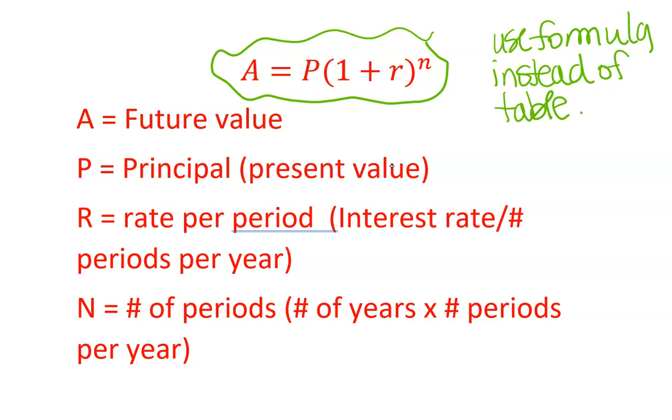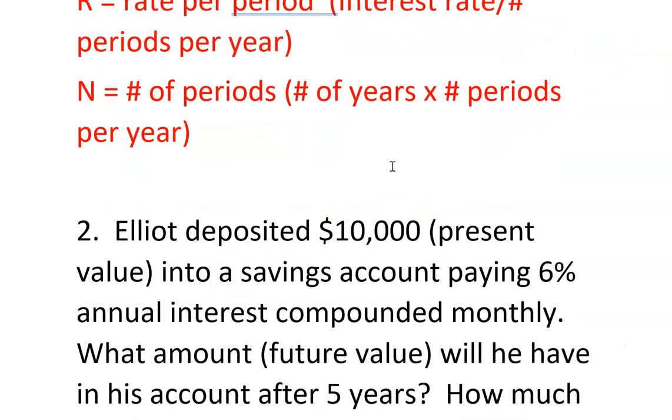So when would this be useful? I know in some ag classes they use this formula. The table in the back doesn't give us every single option that we could have. So maybe there's a weird interest rate that we're using that isn't in the back. Then we could use this formula instead.